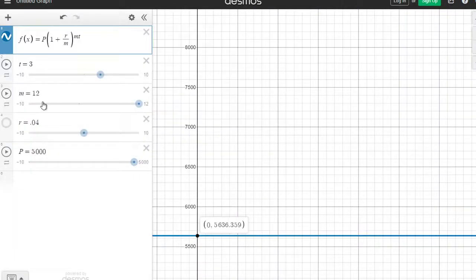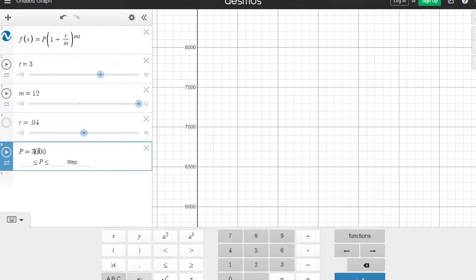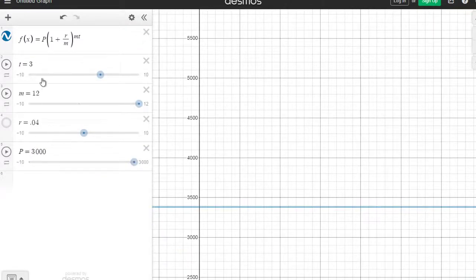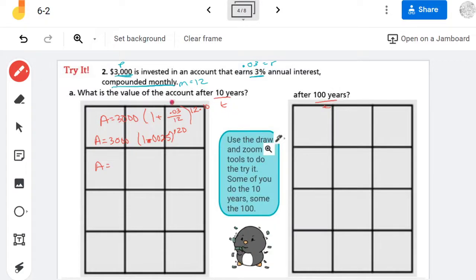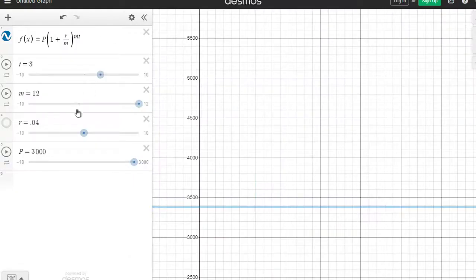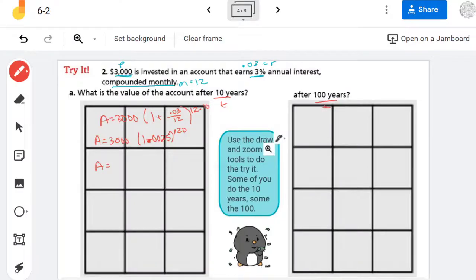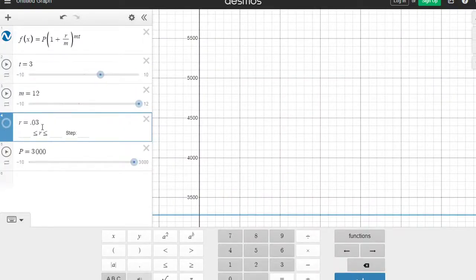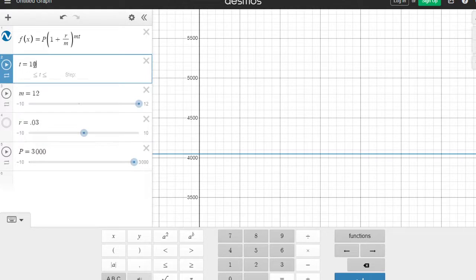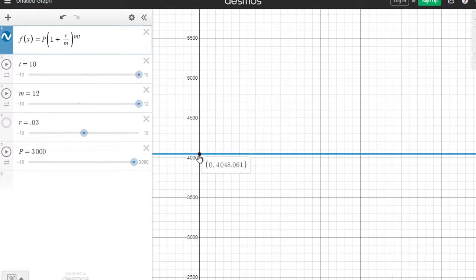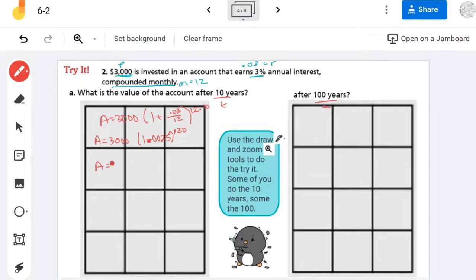So if I go to my Desmos and I adjust things, remember that initial principal is 3,000. All right, we're changing our M again to 12. Our rate is 3%, not 4%. And then our time in this case was 10. So if I plug that into Desmos, I get 4048.06. Now let's do that same thing with 100 years.